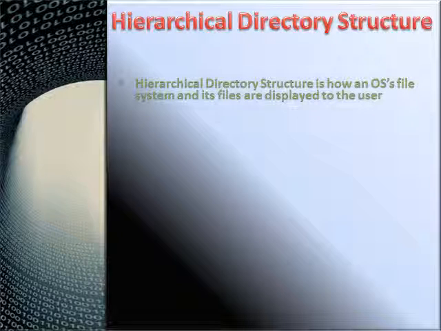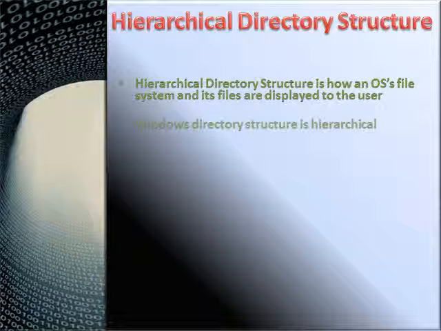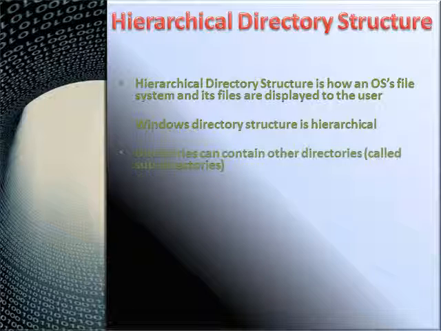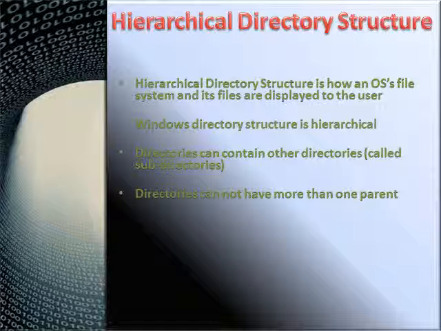Hierarchical directory structure. Hierarchical directory structure is how an OS's file system and its files are displayed to the user. Windows directory structure is hierarchical. Directories can contain other directories called subdirectories. Directories cannot have more than one parent, sometimes called a tree structure.